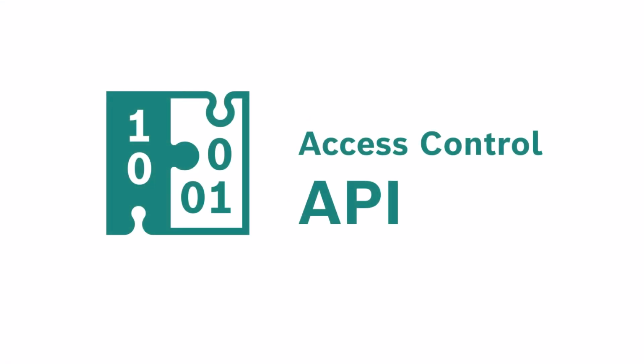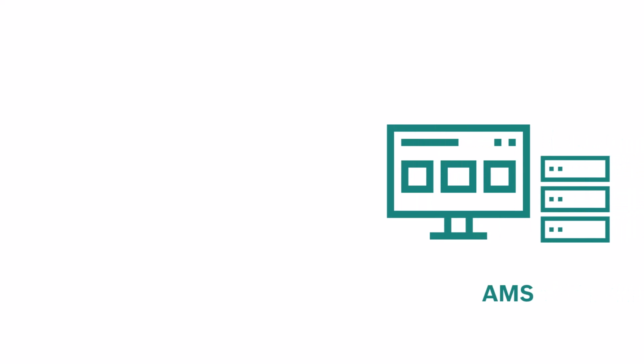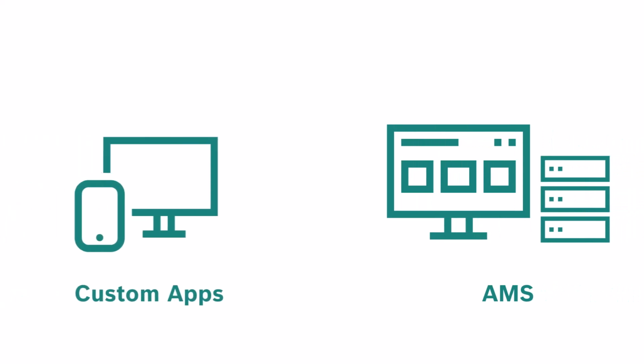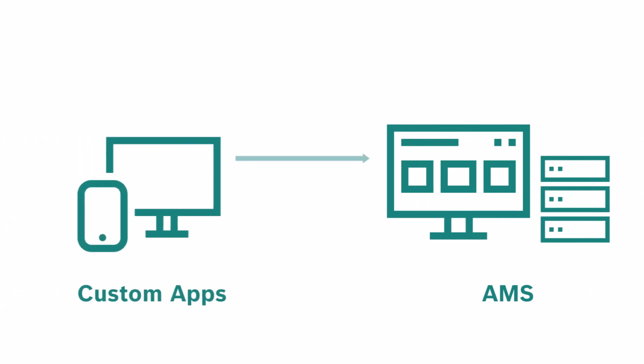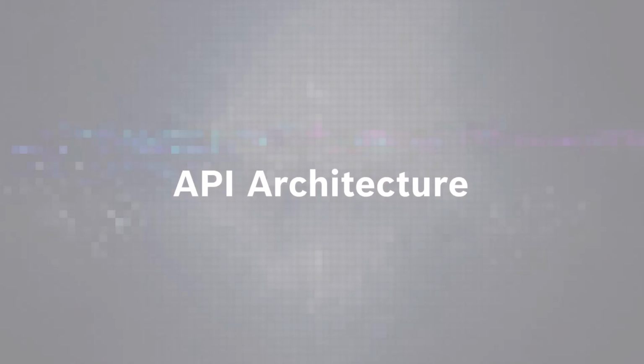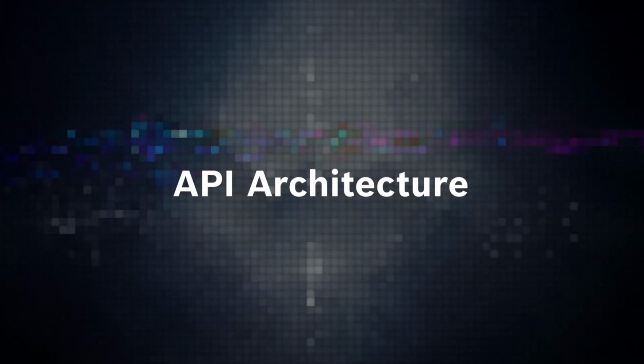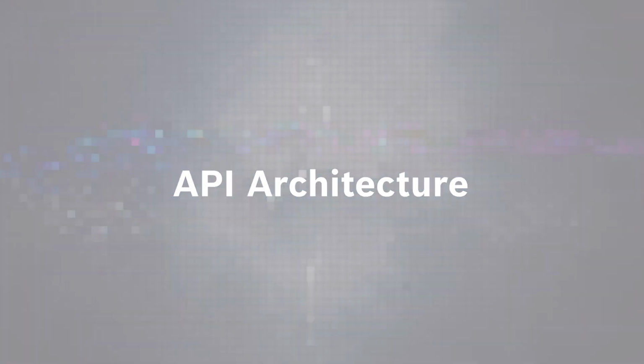Welcome to this tutorial series on utilizing the Access Control API. Through this REST-based API, Access Management System, AMS, can securely and reliably communicate with custom apps and software. In this video, you will learn about the prerequisites and initial configuration for using the Access API. But first, we will define more about the API architecture.